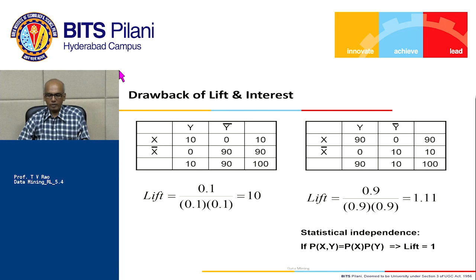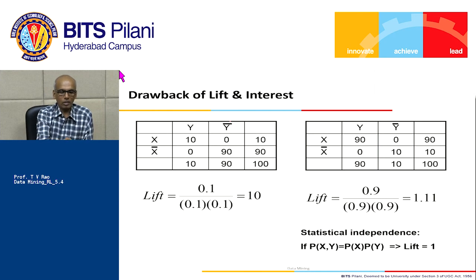But even lift has its own limitations. This happens many times when we are studying the web and trying to identify whether there is any correlation between terms. Suppose that we find 10 documents which have both the words X and Y, and there are 90 documents that we have studied which have neither X nor Y.